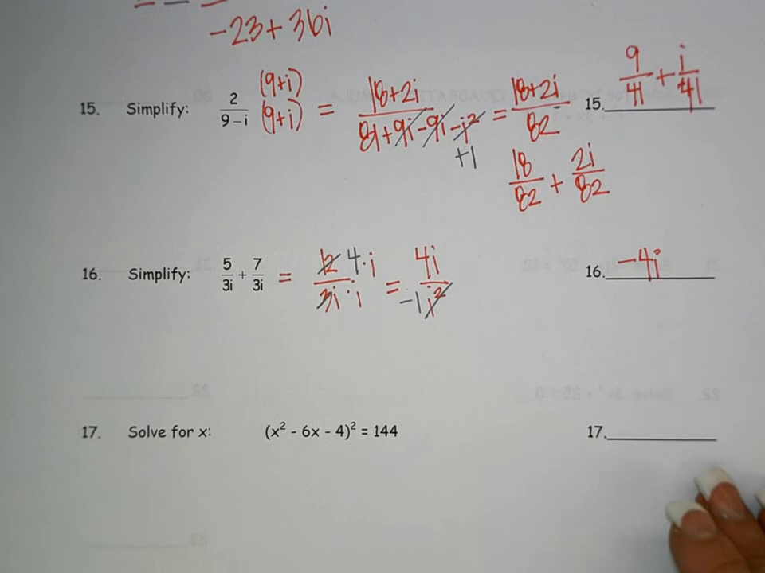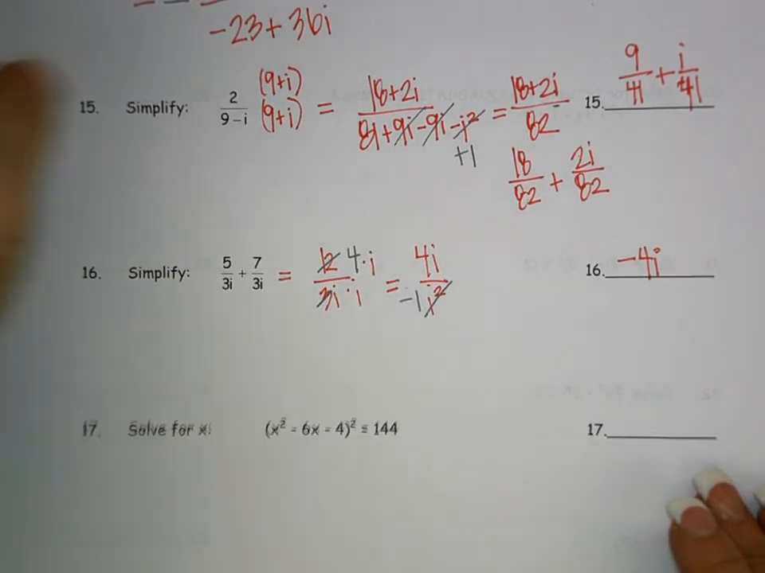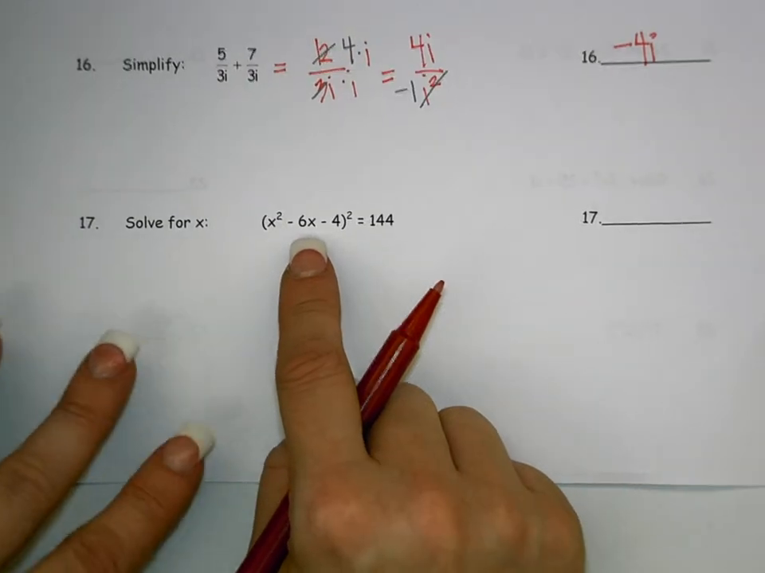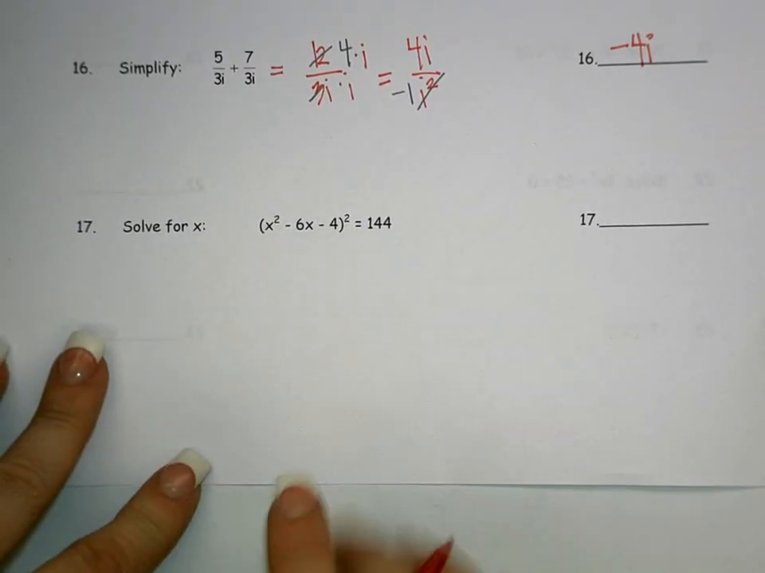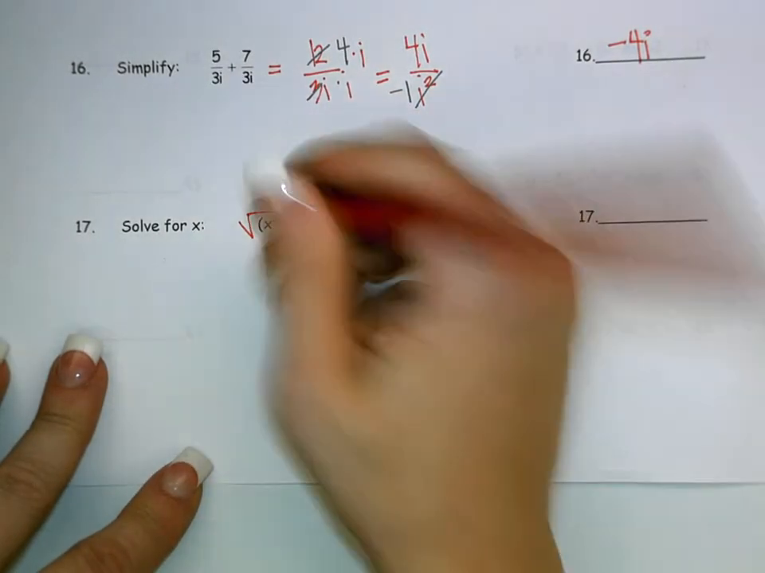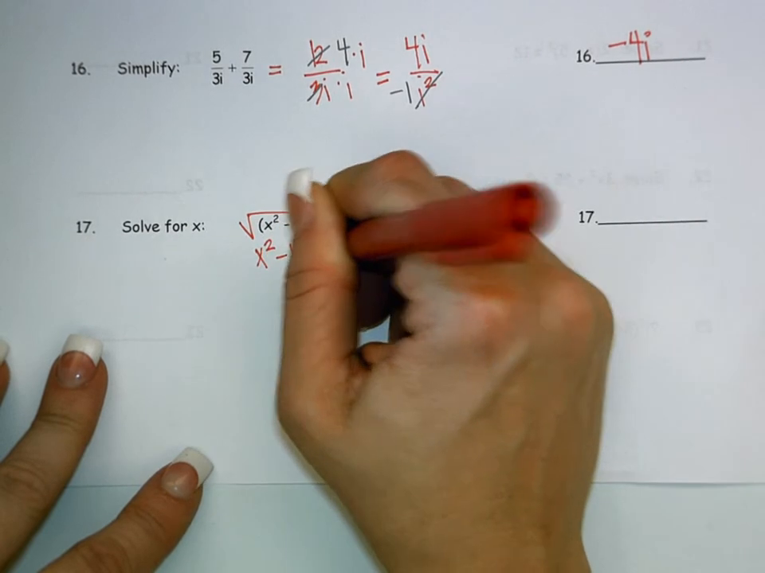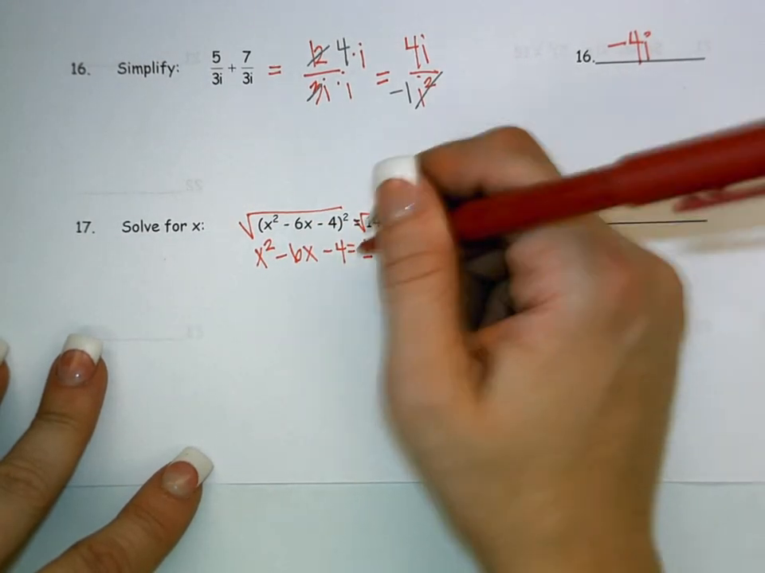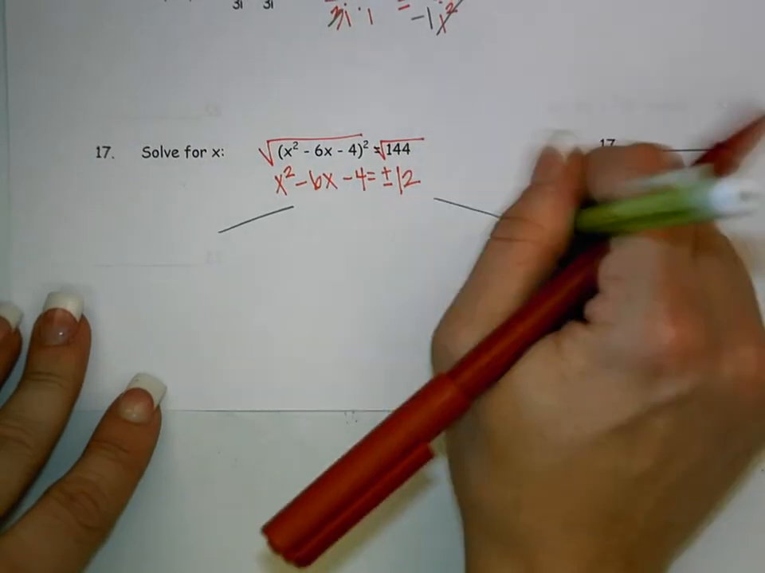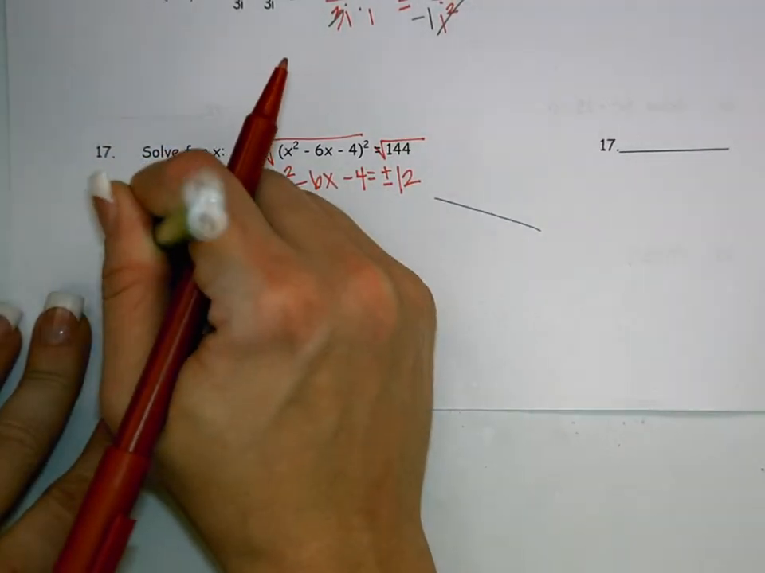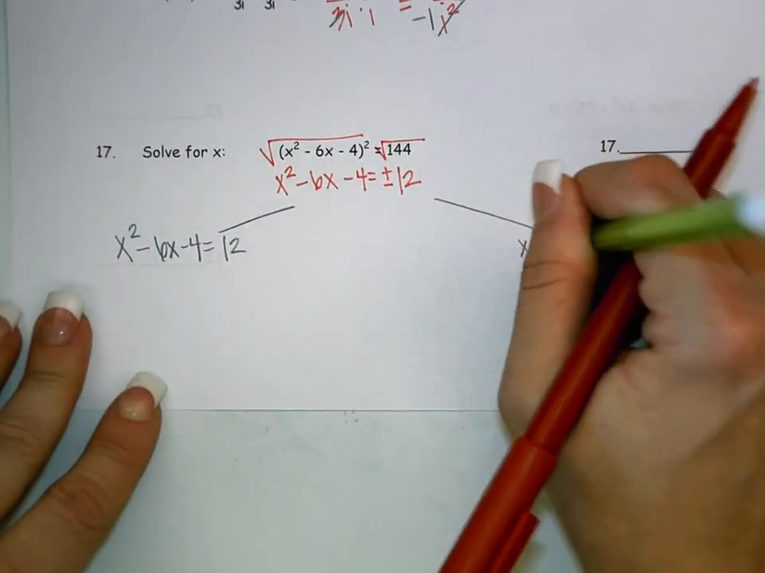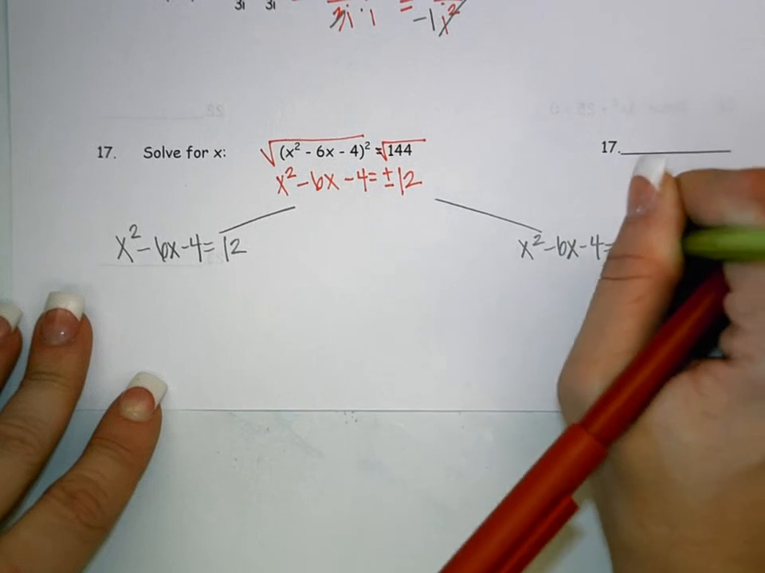Number 17 is probably one of the harder ones on this group quiz and on your test tomorrow. This one does take a fair amount of work. Okay, so for this one to start with, when you have something squared, you can introduce a radical. Make sure you put in plus or minus. So that leaves you with x squared minus 6x minus 4 equals plus or minus square root of 144, which is 12. So you do have to make two different equations here. We're going to have x squared minus 6x minus 4 equals the positive 12. And x squared minus 6x minus 4 equals a negative 12.